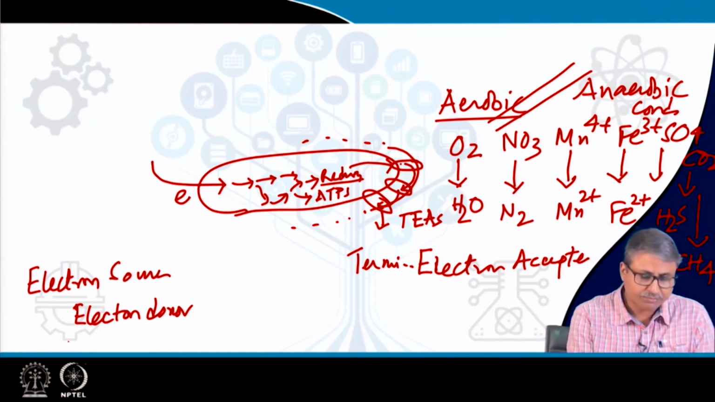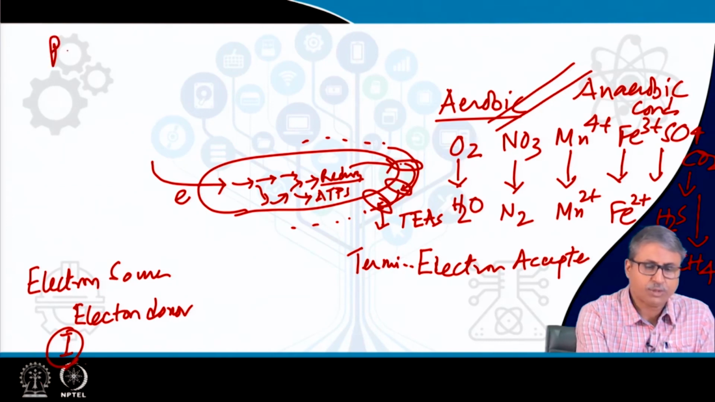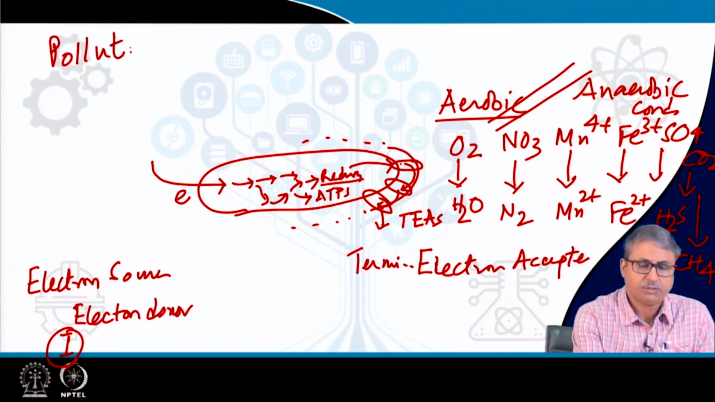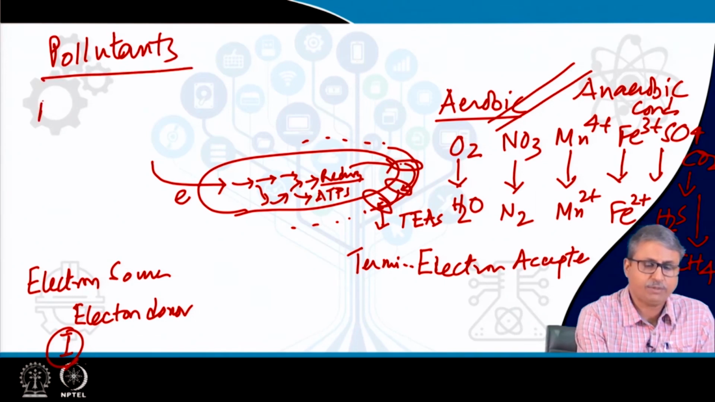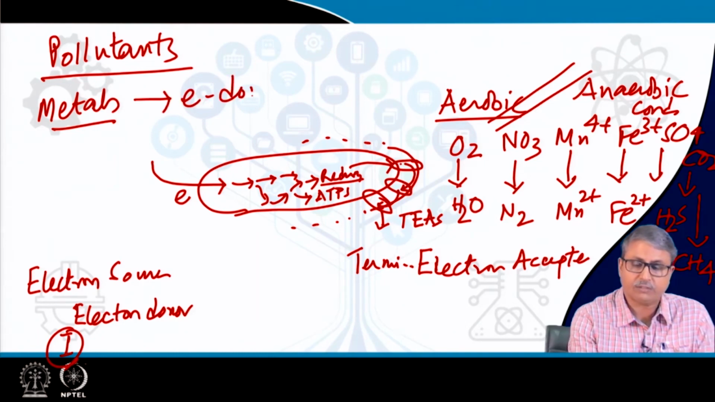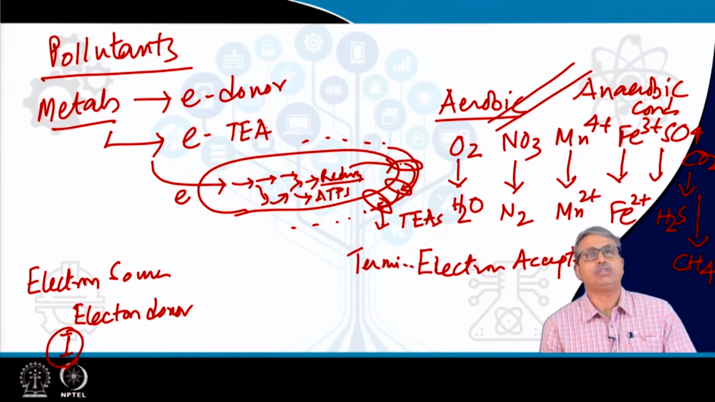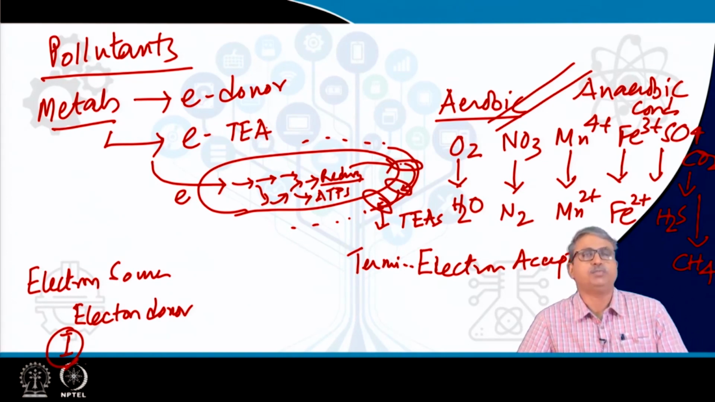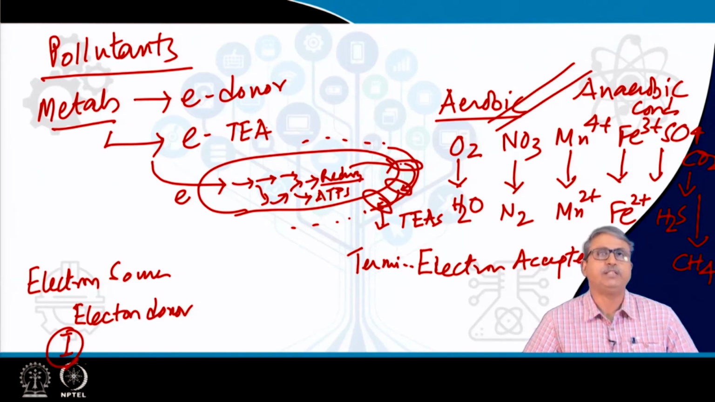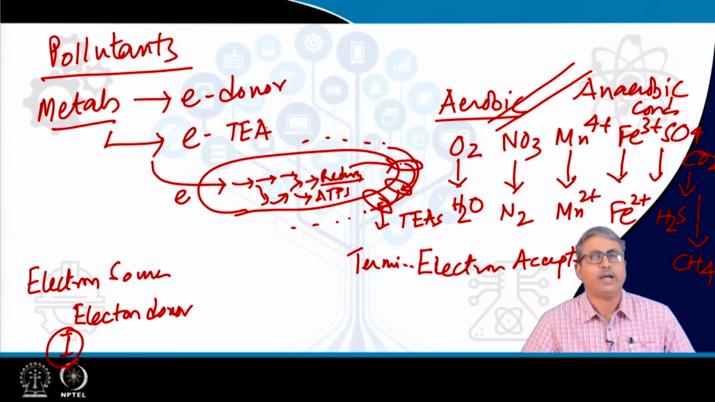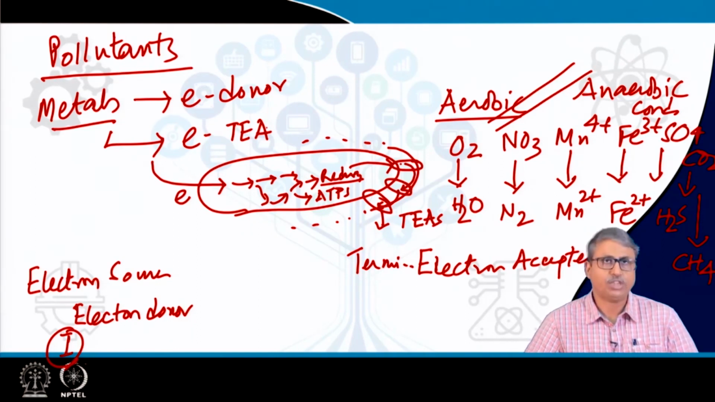Now, when we have the pollutants, in this case we have the metals. Some of the metals can act as electron donors, while some of the other metals can act as terminal electron acceptors. Obviously, not all redox conditions will allow both these processes. Some of the metals will be able to donate electrons under certain redox conditions, whereas some of the other metals will be able to accept the electrons under the same redox potential condition.